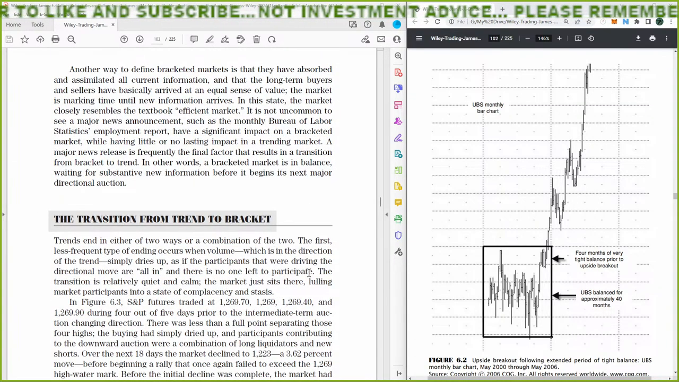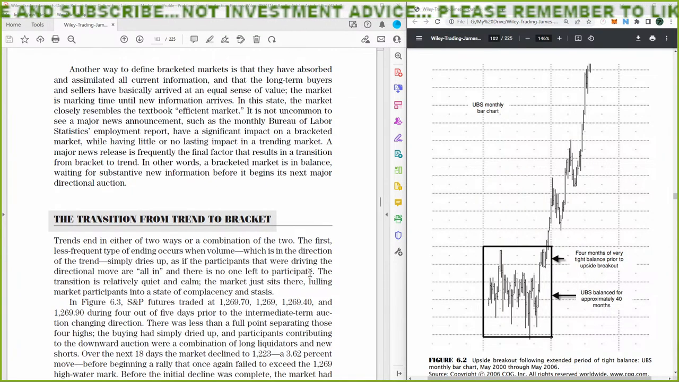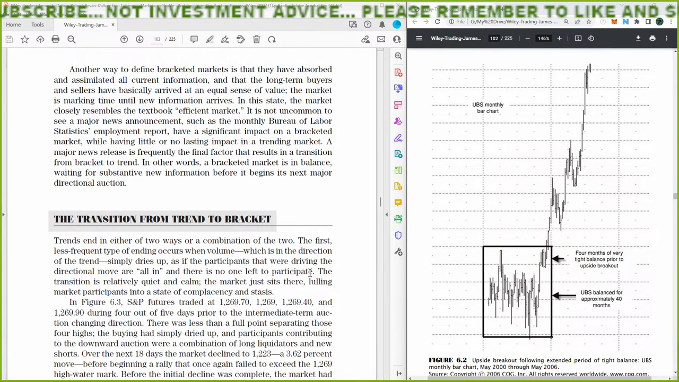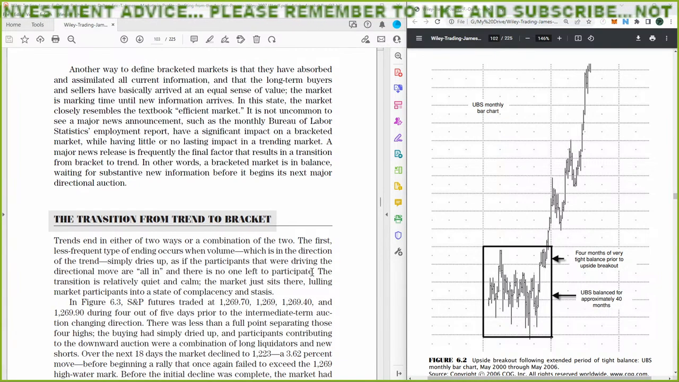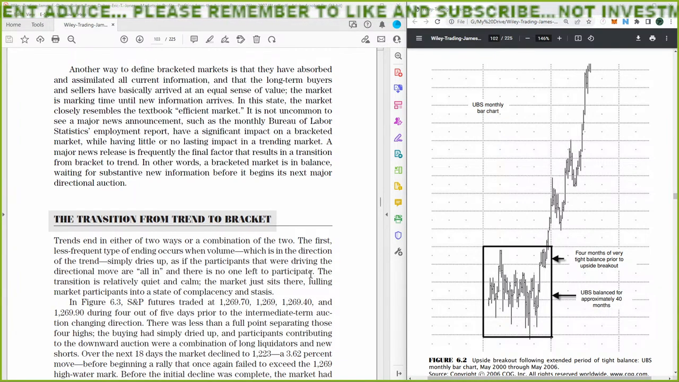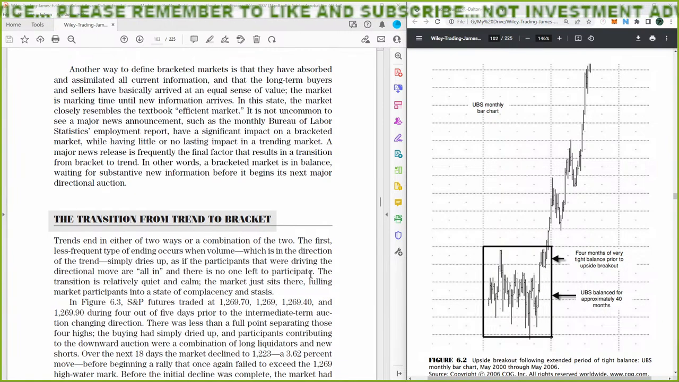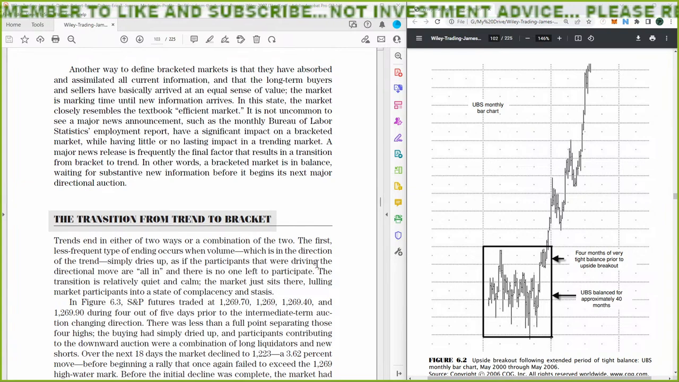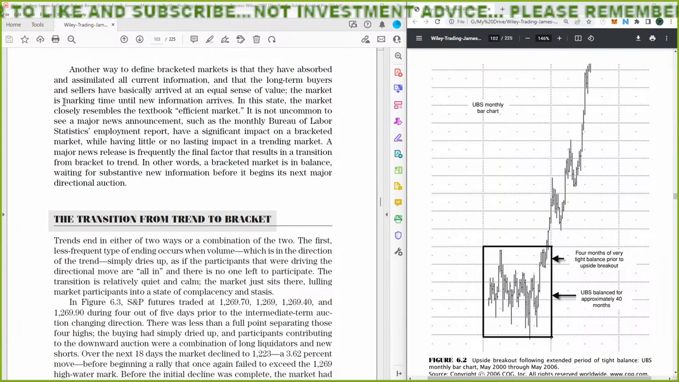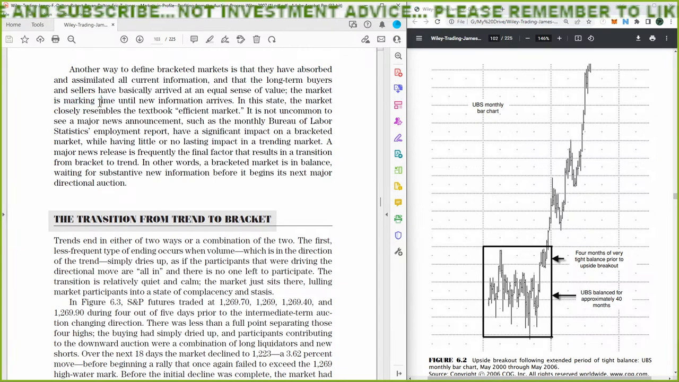Another way to define bracketed markets is that they have absorbed and assimilated all current information, and that the long-term buyers and sellers have basically arrived at an equal sense of value. The market is marking time until new information arrives. Marking time, if you guys don't know, is like marching in place.